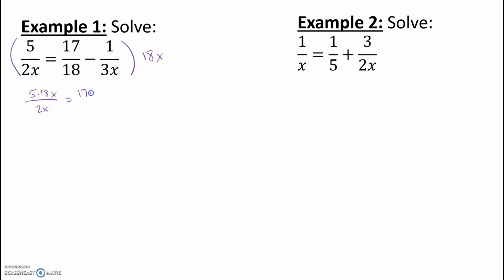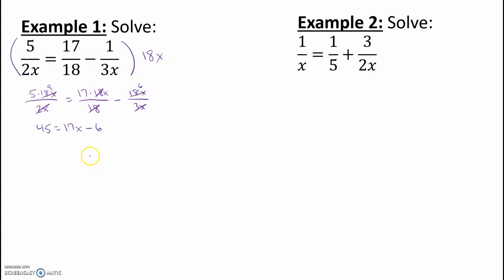Here I'm going to leave it as 17 times 18x. We're not going to do any of the math because some stuff's going to cancel for us. 1 times 18x is 18x over 3x. And in this next step, all of my denominators should cancel. Cancel out that 2x, you're left with 9. So 5 times 9 is 45. Cancel out the 18s, you're left with 17x. Divide by 3x, divide by 3x, you're left with 6.